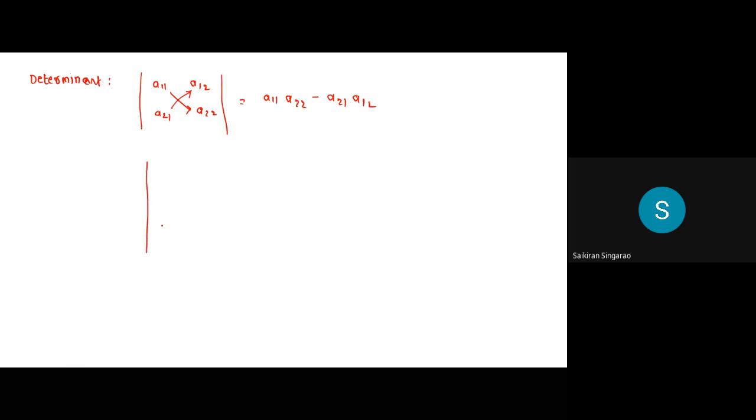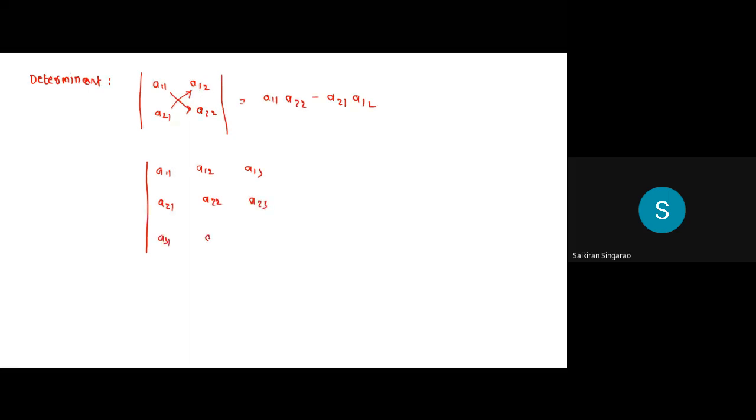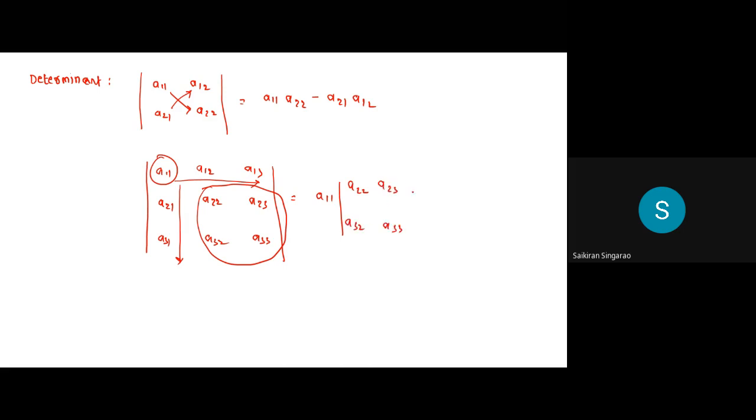Say if you have a 3 cross 3 like this: A11, A12, A13, A21, A22, A23, A31, A32, A33. Then what will be the determinant of this? First element A11 into, remove this row and remove this column. What remains is A22, A23, A32, A33. It is in the 1 1 position, so you write minus 1 power 1 plus 1.